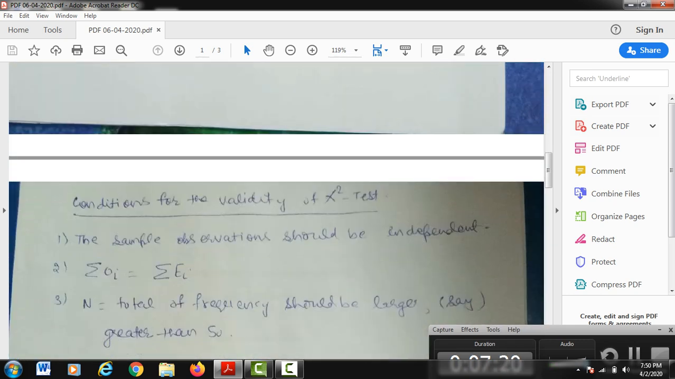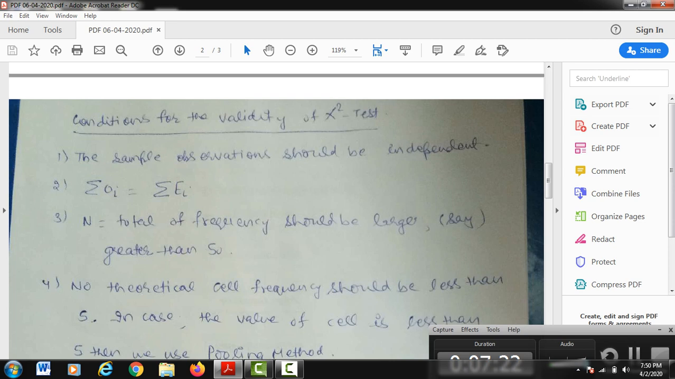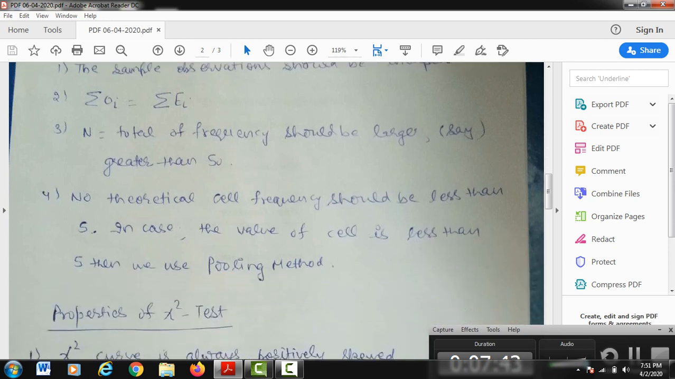Now there are some conditions for validity of the chi-square test, about which you must know. The very first is that the sample observations should be independent, they should not depend upon each other, their choice should be random from the population. Second, the summation of observed frequency and the summation of expected frequency should be the same. And then we have capital N, which means the summation of the frequency. The total frequency should be large, greater than 50. And also no theoretical cell frequency should be less than 5.